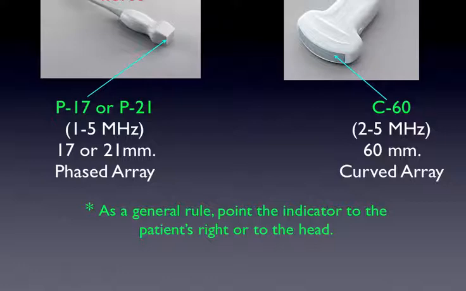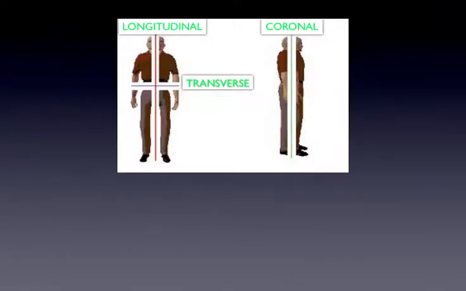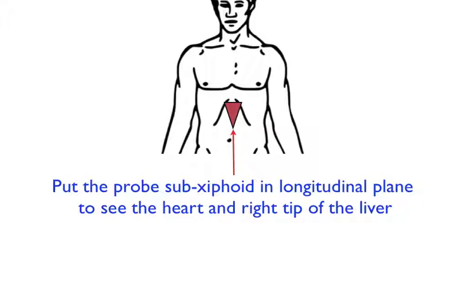And these probes, again, as a general rule, we all know, typically point to the patient's right or to the patient's head. And we're going to be examining the organs in either longitudinal, transverse, or coronal planes, and typically you want at least two of these views. So what I do is, for examining the heart, I look at the liver first and then find the heart. For examining the liver, I look at the heart first and then move to the liver.